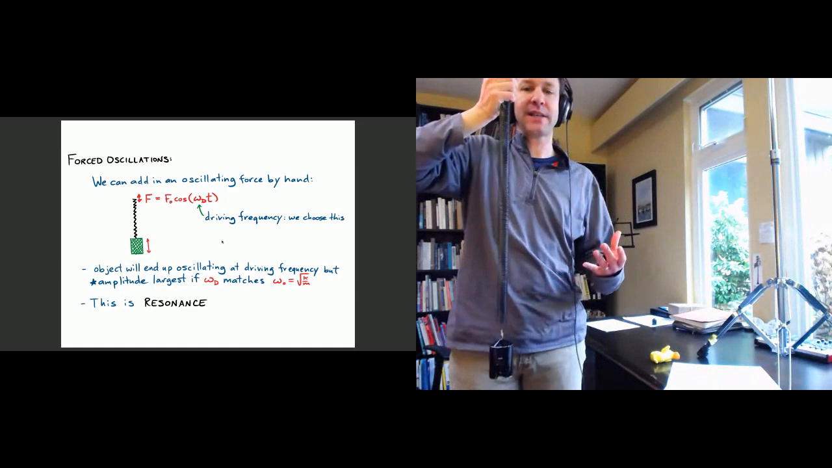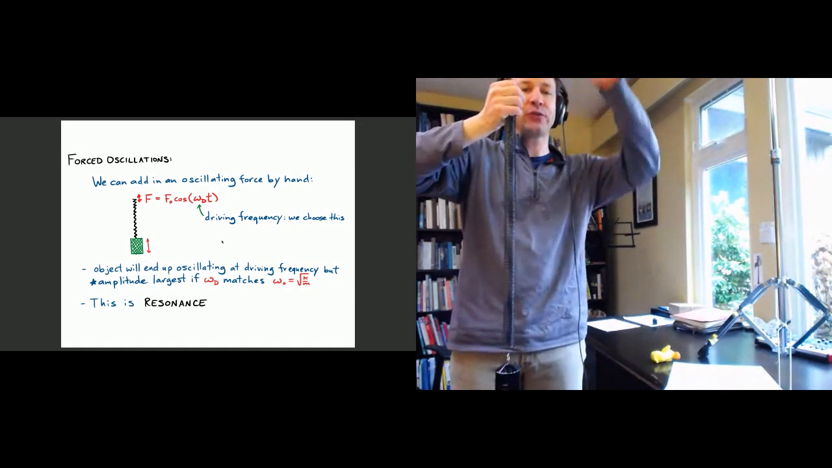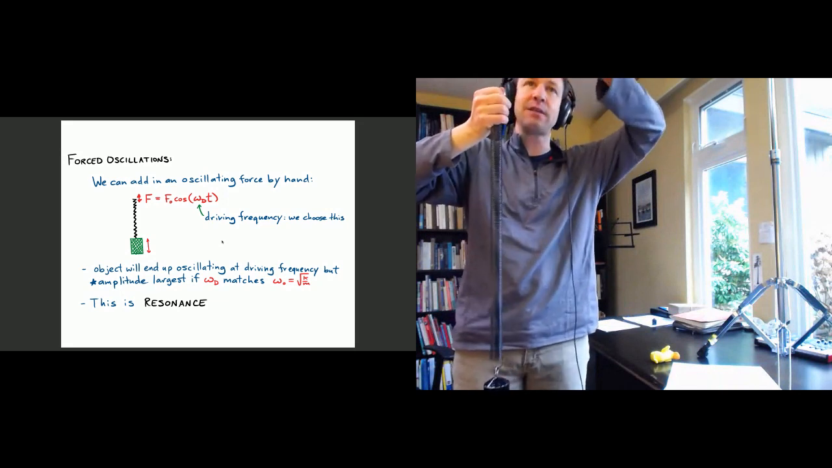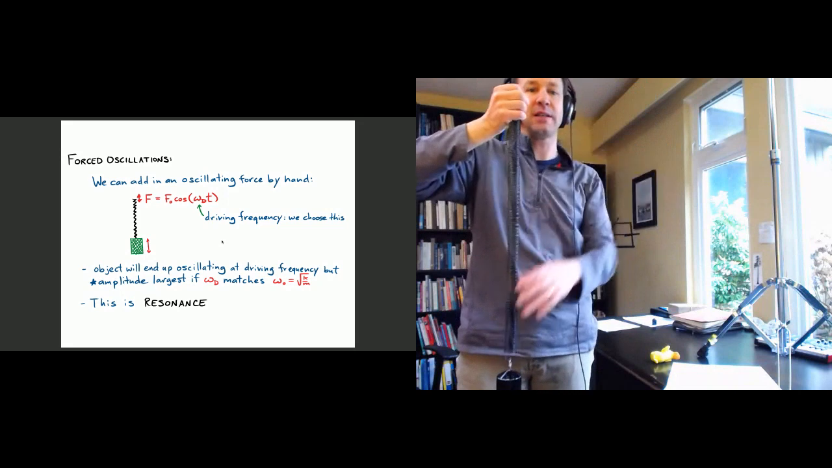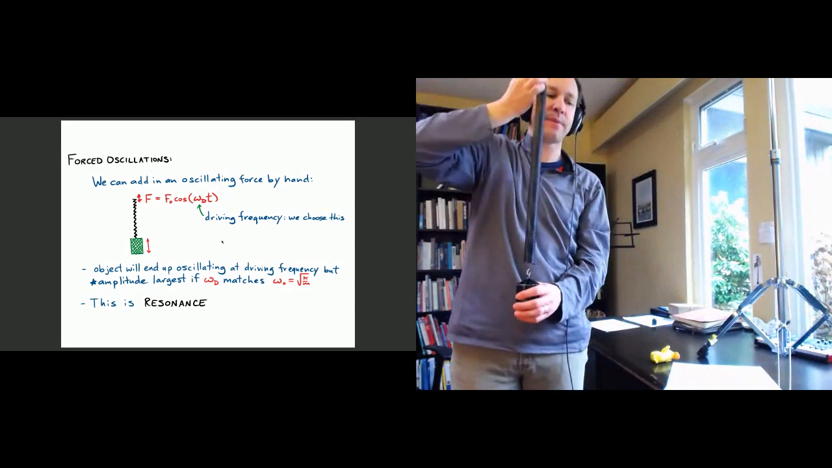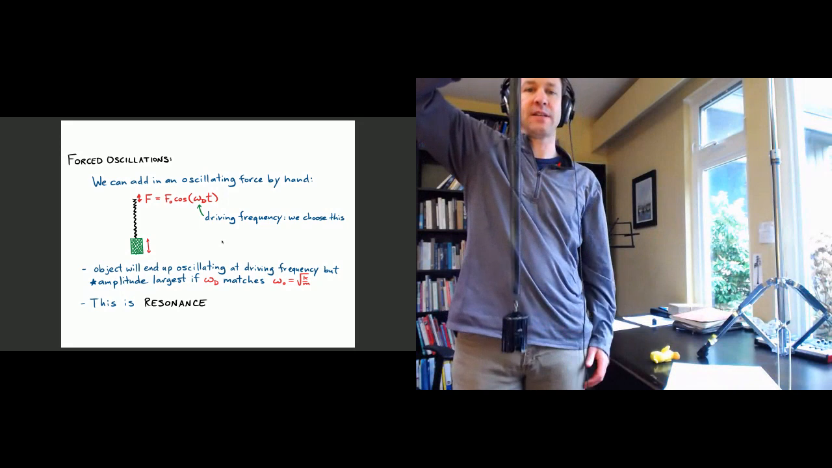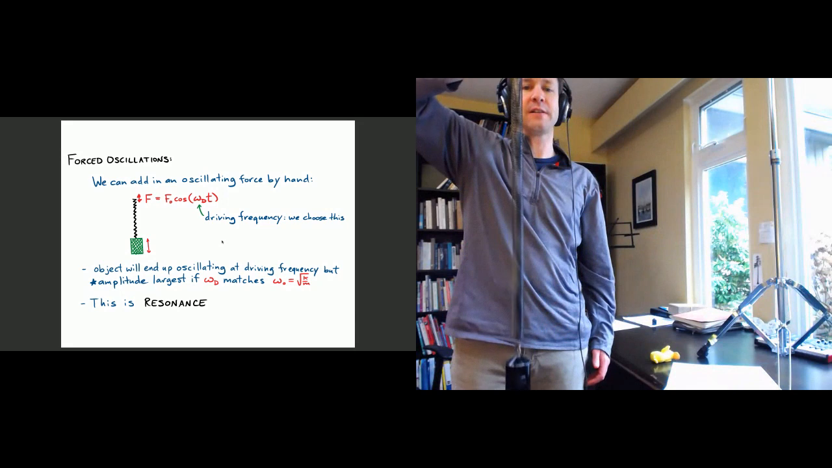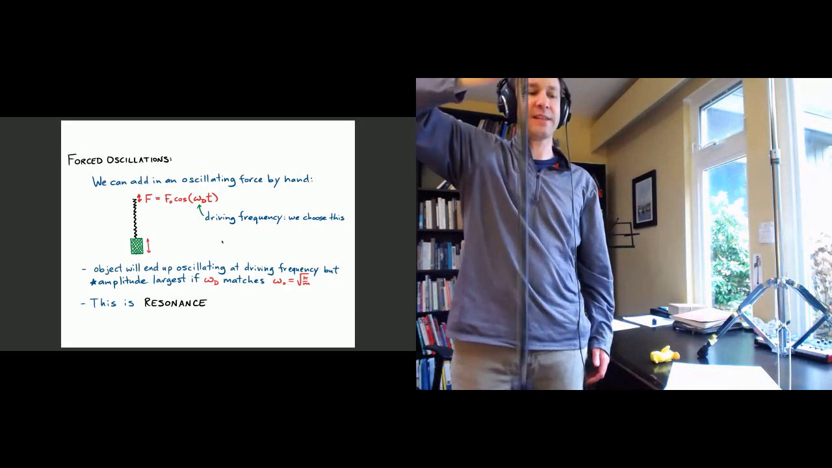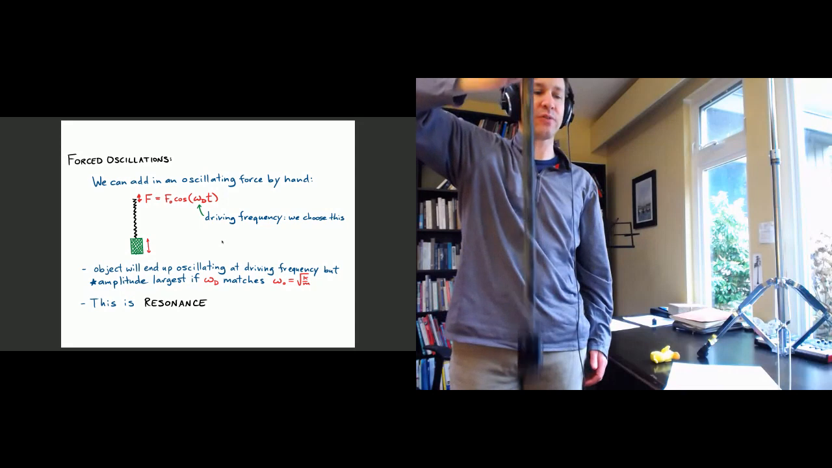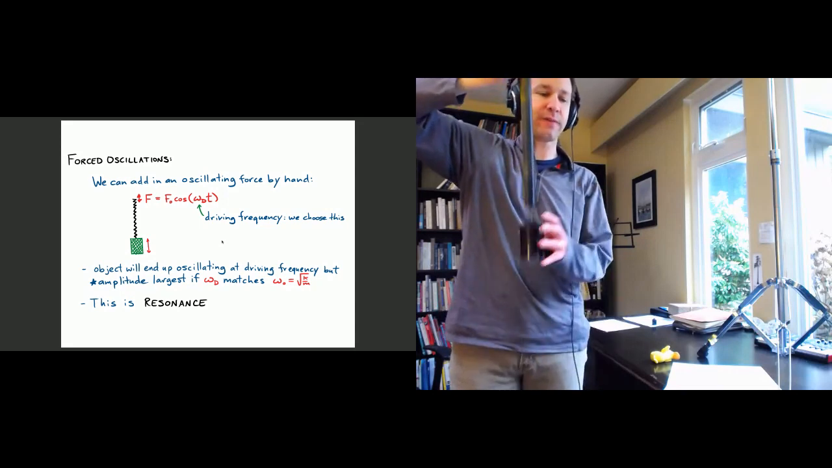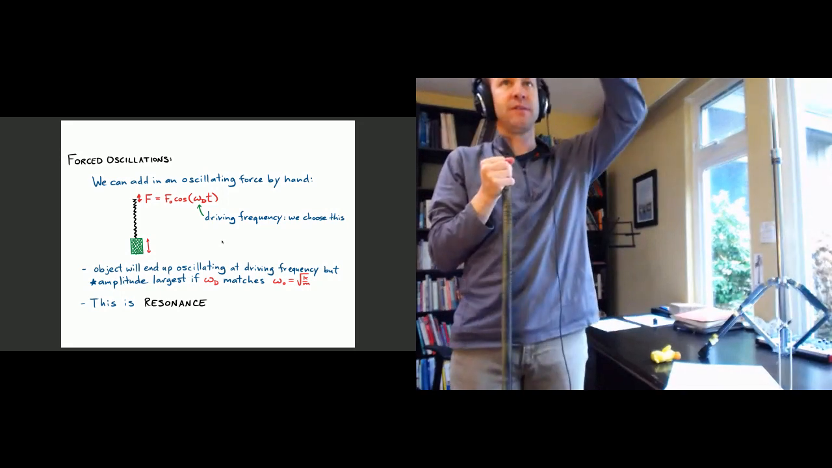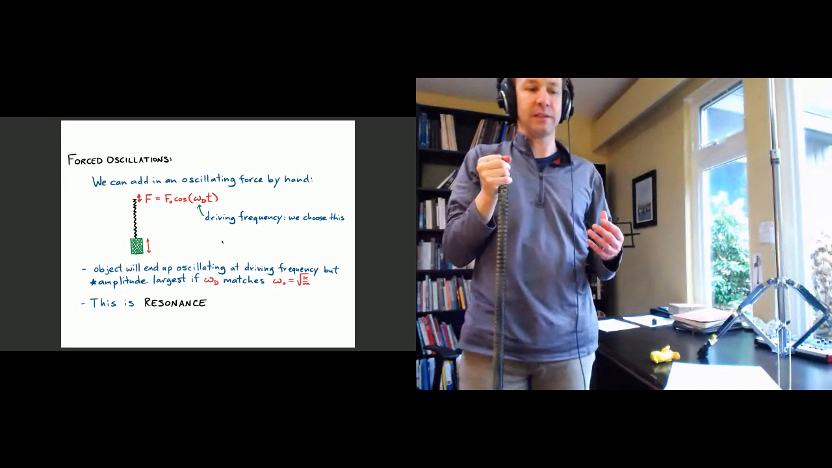A very interesting thing is to look at what happens if I drive it with a certain force, and I keep the magnitude of that force the same, but I change the frequency. So I'm going to move my hand up and down first very slowly, and then faster and faster. And a very interesting thing happens when the frequency that I'm driving it with matches the natural frequency of the spring. I'm not exerting any more force, but you see the amplitude of the oscillation starts to get very, very large.